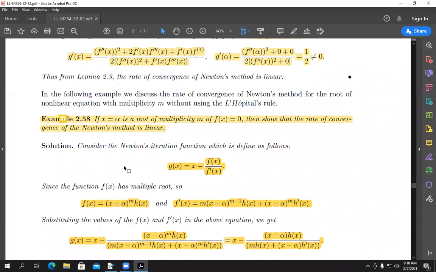Any question up to this example, please? Is it okay? Yes, clear.